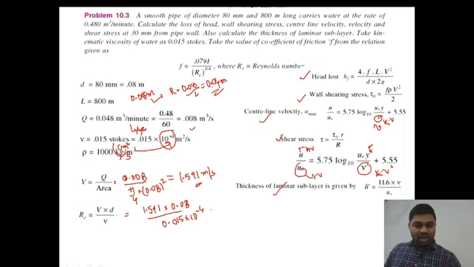By this, the Reynolds number is 8.485 into 10 to the power of 4. As this value is greater than 4000, the flow is turbulent.